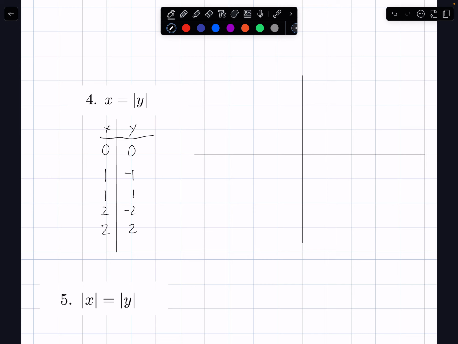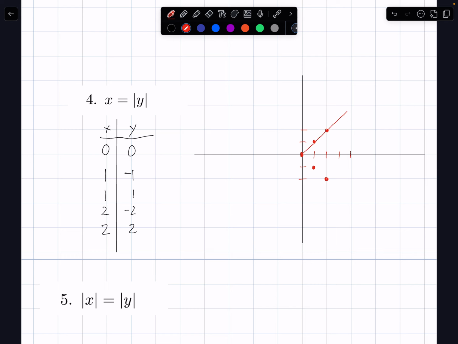Okay, and from now on, we're going to stick as much as possible to that same scale. Each half block will be 1. So 0, 0 is right there. 1, -1 would be 1, -1 right there. 1, +1 would be 1 right there. 2, -2 would be 1, 2, -1, 2 right there. And 2, +2, 1, 2, 1, 2 right there.